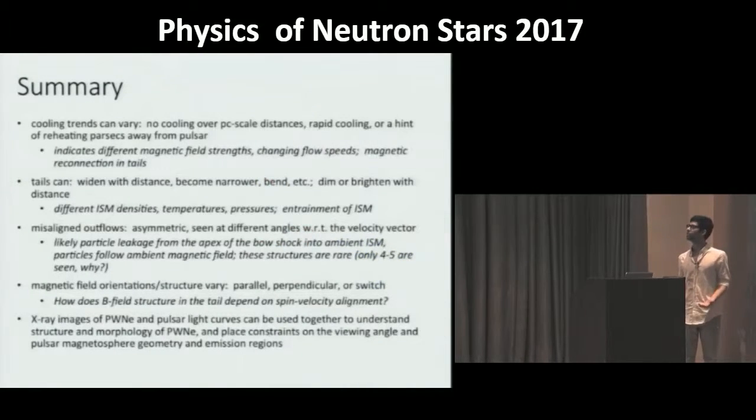So, in summary, cooling trends can vary. You can either have no cooling, rapid cooling, or even reheating or reacceleration parsecs away from the pulsar. And this could be because of different magnetic field strengths, changing flow speeds, or magnetic reconnection. The tails can widen with distance, or they can become narrower. They can bend in some cases and dim and brighten. And this can reflect different ISM densities, temperatures, and pressures, or entrainment of ISM matter, like it being pulled into the tail. So studying these tails allows us to probe the interstellar medium better.